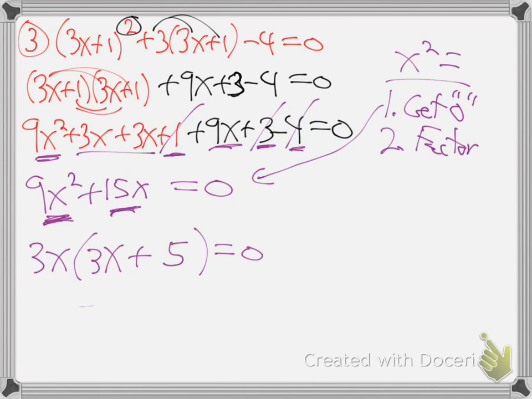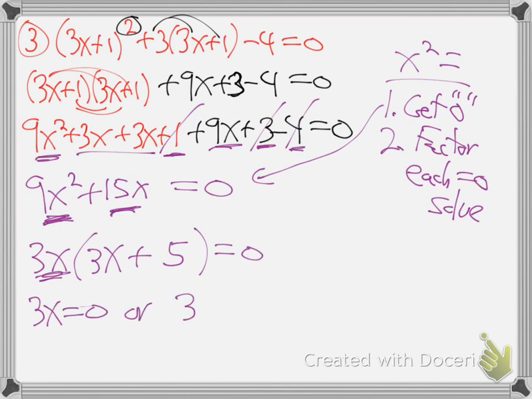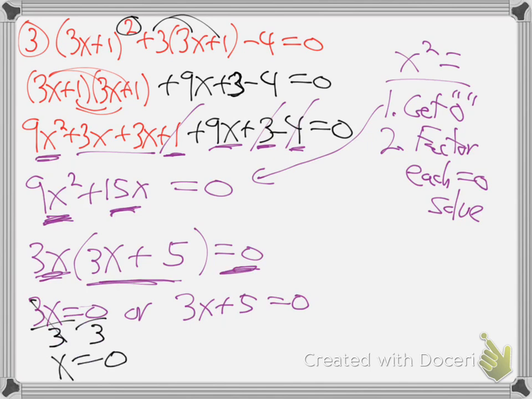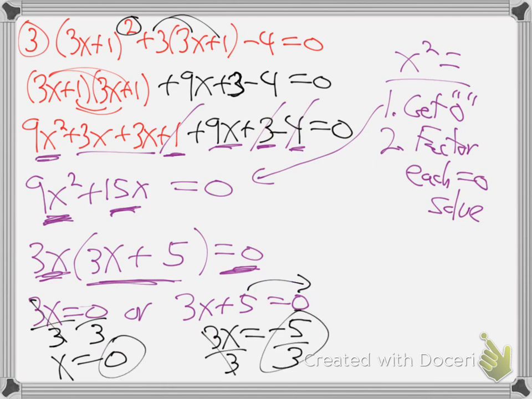So now each one equals 0, and solve. So 3x alone is 0, or 3x plus 5 is 0, right? Because if two things are multiplying to equal 0, either one could be 0 to make that happen. Divide by 3, so that answers 0. Move the 5 over. Negative 5, divide by 3. So the answers are 0 and minus 5/3. 0 and minus 5/3 are the two answers on that problem.